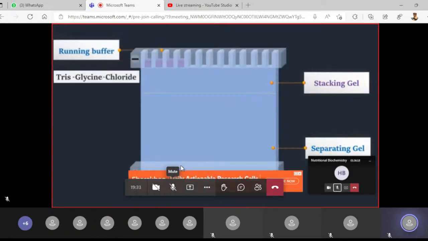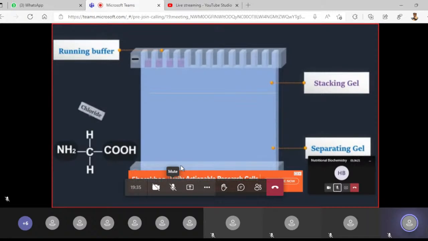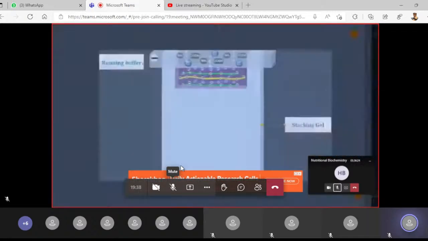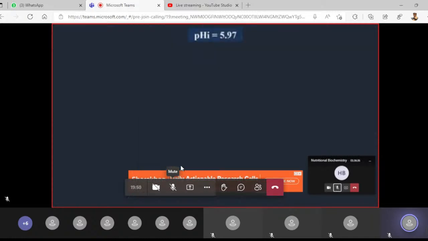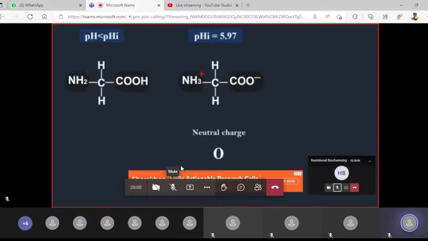As we have seen previously, the running buffer consists of glycine and chloride ions. So, in the sample wells we will have proteins, chloride ions, and glycine. Proteins and chloride ions are negatively charged. Well, glycine can exist in 3 different charge states depending on the pH. The isoelectric point, or pI, of glycine is equal to 5.97. At this pH, glycine carries a neutral charge due to the gain and loss of protons. At a pH below its pI, glycine carries a net positive charge. And at a pH above its pI, it becomes negatively charged.